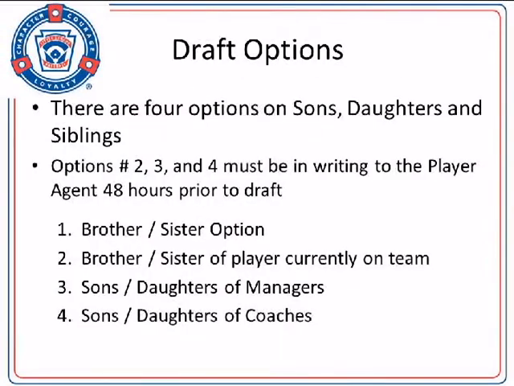Draft options. There are 4 options on sons, daughters, and siblings. Options number 2, 3, and 4 must be in writing to the player agent 48 hours prior to the draft. Option 1 is the brother-sister option. Option 2 is the brother-sister of a player currently on a team. Option 3 is the son-daughter of managers. And option 4 is the son-daughter of a coach.